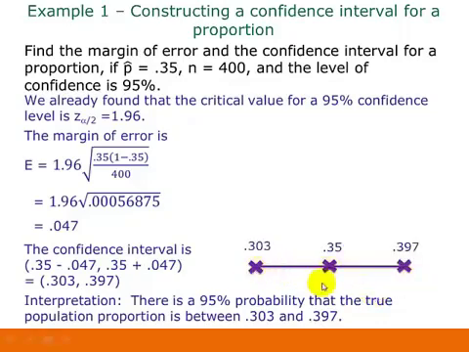So here's the picture of our confidence interval. Again, our sample proportion, the 0.35, is right in the middle. Here's our lower limit, and here's our upper limit. And we're saying that we're 95% confident that the true population proportion is somewhere in this interval.